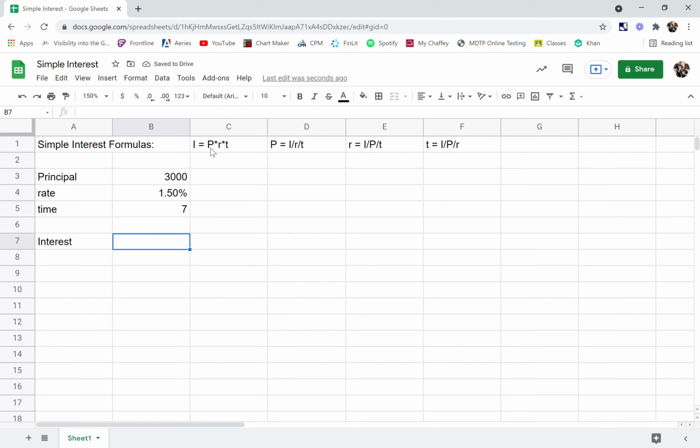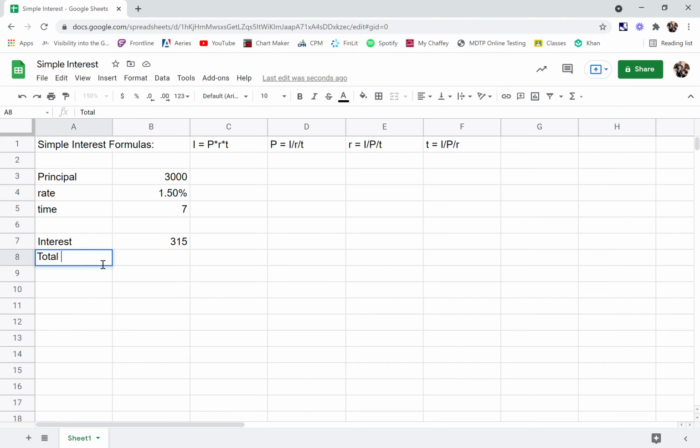The interest is equal to the principal times the rate times the time. Type in equals. And what's important is we have to click on the numbers and not just type them in. You have to click on the 3,000 times, and the star button for multiplication is Shift 8, times 1.5% times 7. Hit enter. And so for this account, after 7 years, we'll earn $315 in interest.